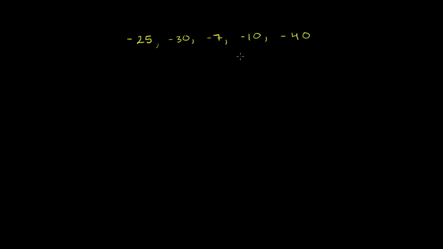I've got 5 numbers here, and the goal is to order them from least to greatest. And it might be obvious to you that all 5 of these numbers are negative numbers. So let's just think about which of these is the greatest number. And you might be tempted to say, oh, well, if these were all positive, 40 would be the greatest. So you might be tempted to say negative 40 is the greatest.